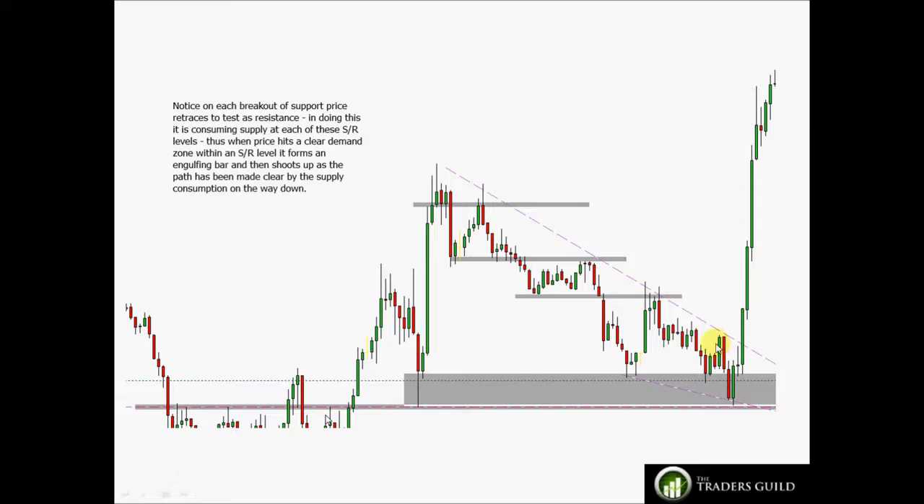So when this happens, when we hit the big demand area, demand comes into the market, and because we consumed the supply on the move into the demand area, it paves the way for a very high momentum move back up.